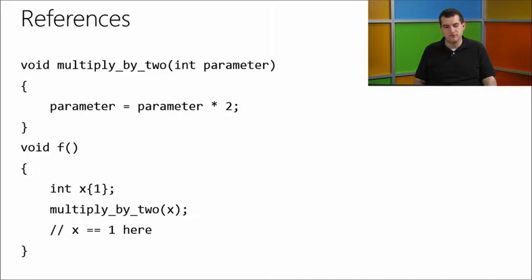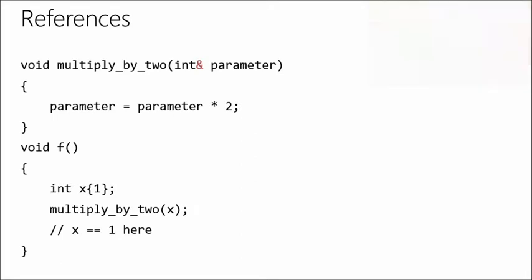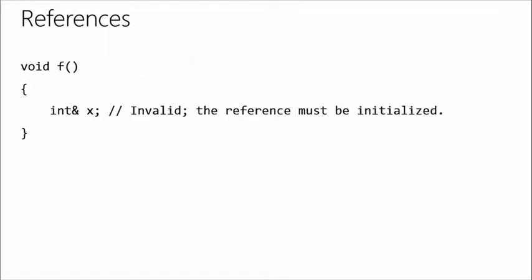What we can do to make this work, if we didn't want to have multiplyBy2 return the result, is change that parameter to be a reference. Now, because it's a reference to x, the x will actually equal 2 at the end of the function, because we'll be modifying the x that we passed in. Basically, in that function where we say parameter, it's as if we were replacing the x from function f, even though there's no way for us to actually say x in that function because it's in a different scope.